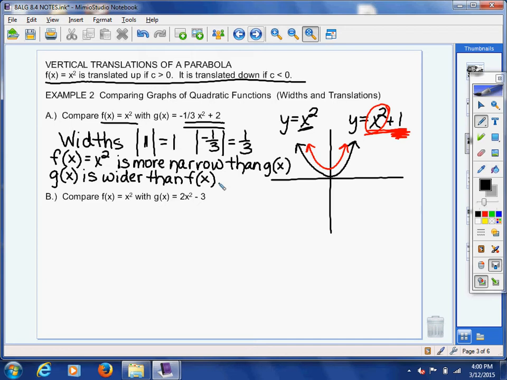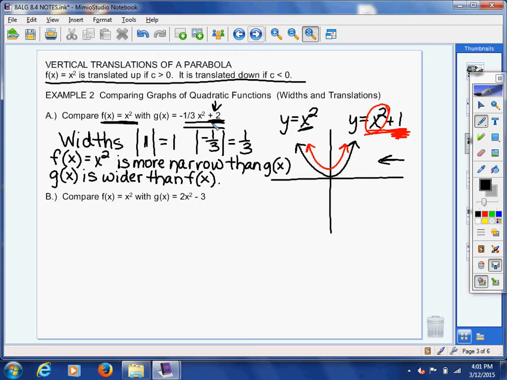Now the other thing we want to look at, we want to describe how it's translated. So we're going to start with the parent function here. We know that it goes through the origin, okay? Just like I showed you over here on this side. And what we want to do is look and see, if we were to graph g of x, which is equal to negative 1/3 x squared plus 2, how would it vertically translate? Well, you would have to look at that constant number, plus 2.